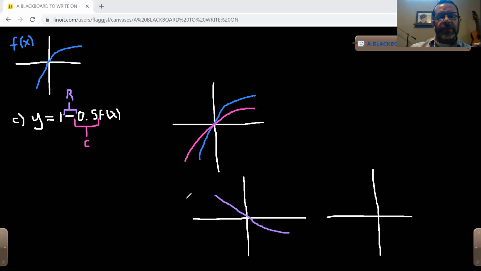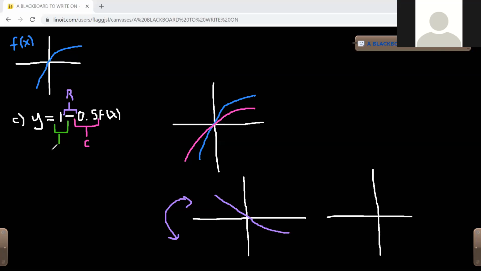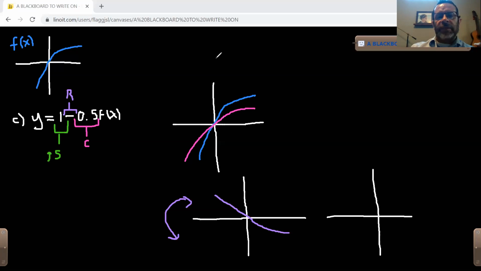It's going to be reflected or flipped around the x-axis, and this is still kind of a curve, but it's been a bit flattened out. And lastly, we've got the 1 here. What is this 1 going to generate? One shift up. Correct. This is going to be a shift, and the shift is going to be upwards. And so that means that now the graph is going to move upwards 1 unit here.